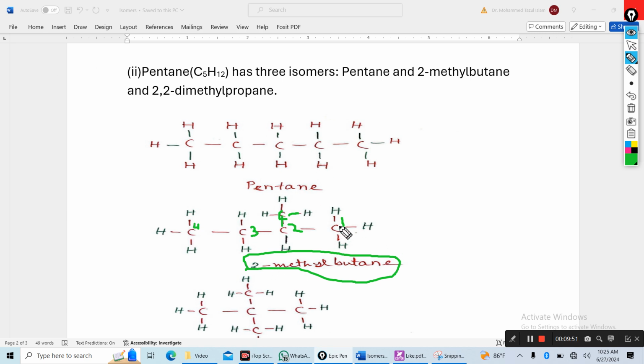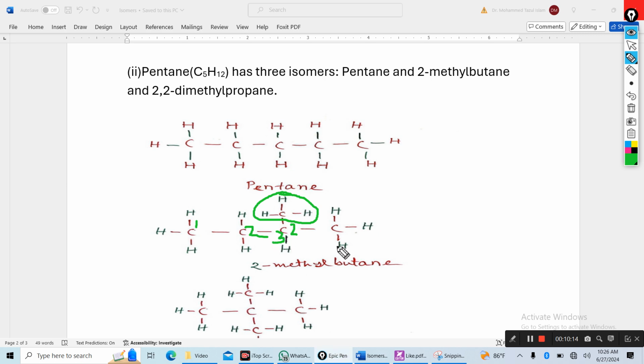Why butane? Because the longest chain has 4 carbons, so the parent hydrocarbon is butane, and number 2 carbon contains one methyl group. Methyl group means CH3 group. And if you count it from the right hand side, this is carbon 2. If you count from the left side, it is 1, 2, 3.